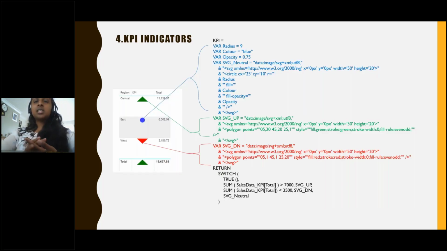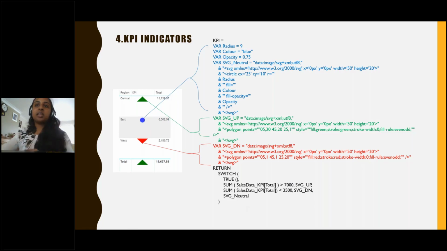Okay. The next thing we'll have a look at is KPI indicators. So if you have a table, as you can see on the left, what we can also do is use SVG images to say if it's a certain number or below a threshold, then we want a certain image to be displayed. So in this example, what I'm showing here is that we have these regions, Central, East, and West.